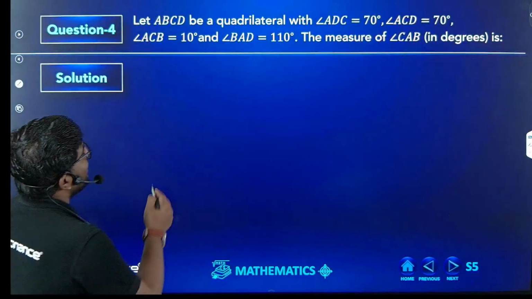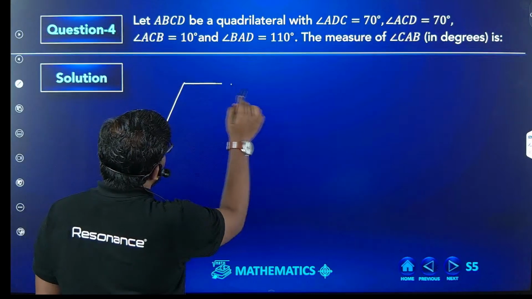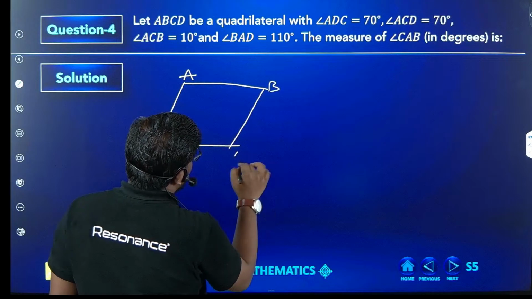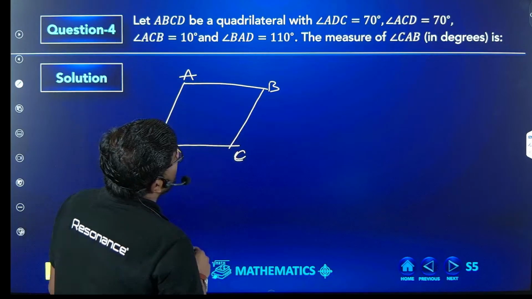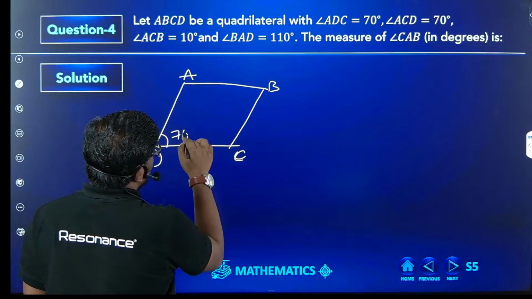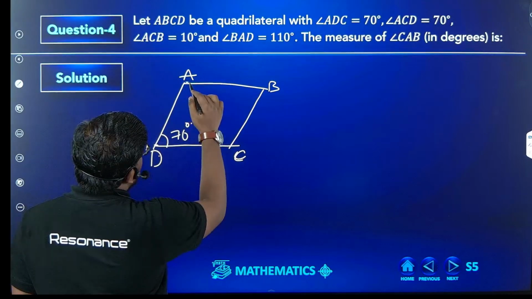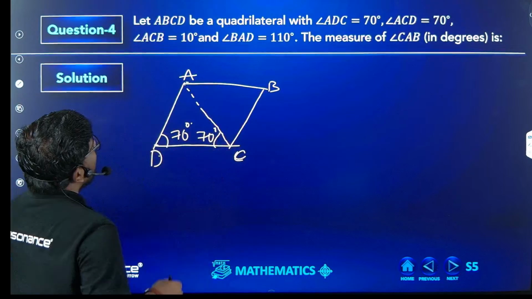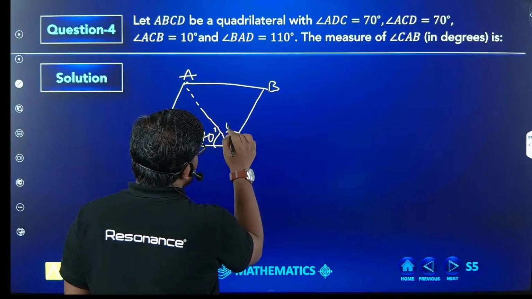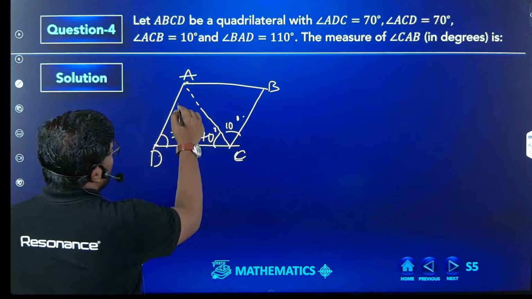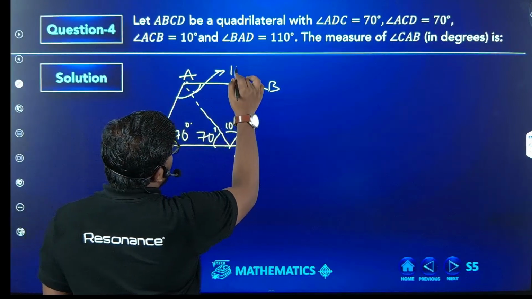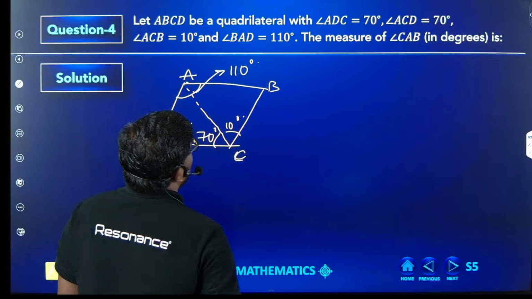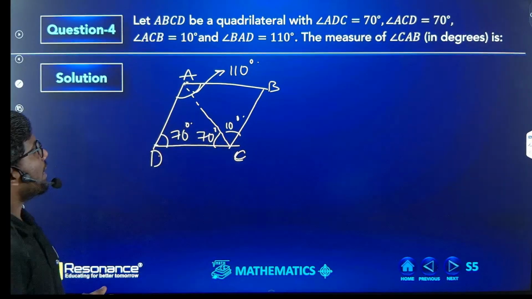Now we have ABCD quadrilateral with ADC is 70, ACD is 70 as well, and ACB is 10 degrees, BAD is 110 degrees. Now the measure of CAB, alright, now this is pretty obvious.